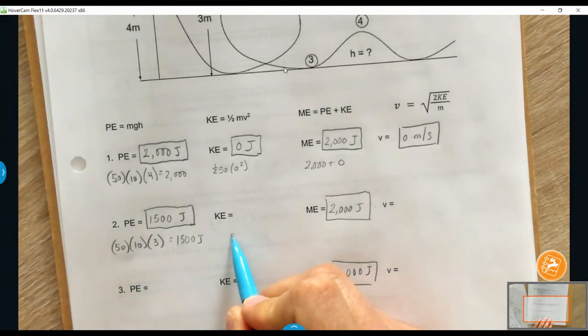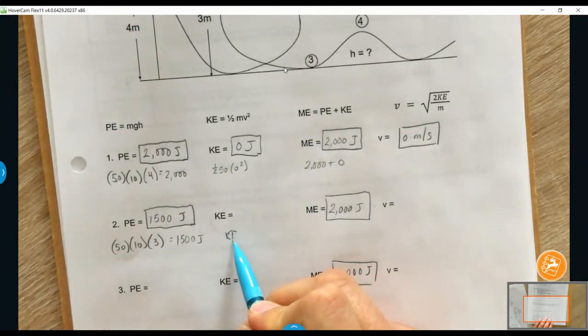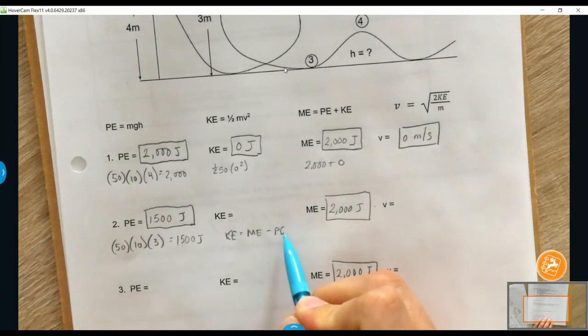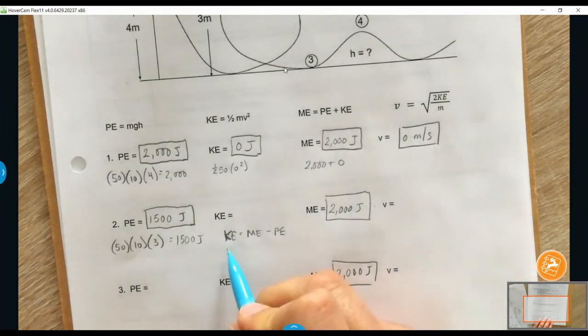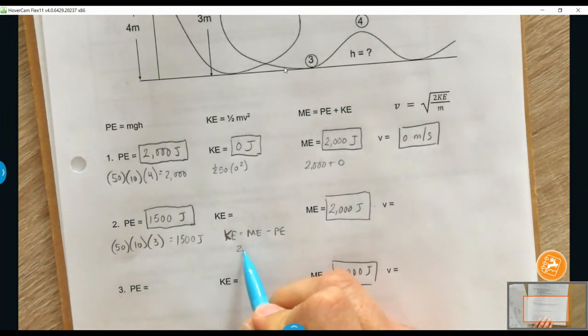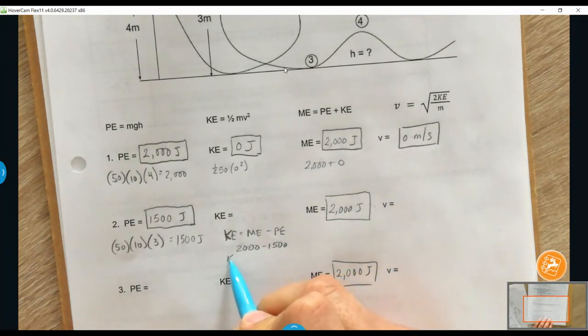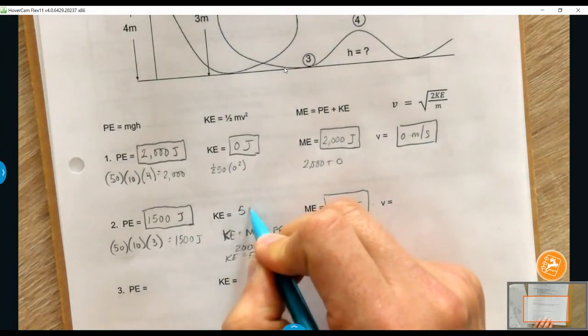So what I would do is, if I'm looking for kinetic energy, it would be mechanical energy minus the potential. So it would be 2,000 minus 1,500. So the kinetic energy would be 500 joules.